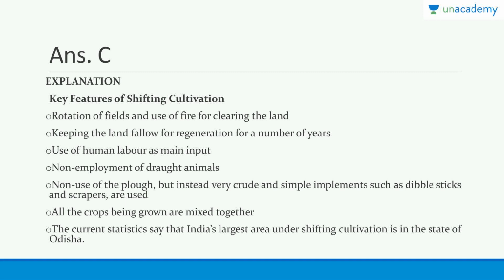So rotation of fields and use of fire for clearing the land, keeping the land fallow for regeneration for a number of years, use of human labor as main input, non-employment of draught animals, non-use of the plow, but instead they use very crude and simple implements like dibble sticks and scrapers. All the crops being grown are mixed together. The current statistics say that India's largest area under shifting cultivation is in the state of Odisha. So continue watching this course.